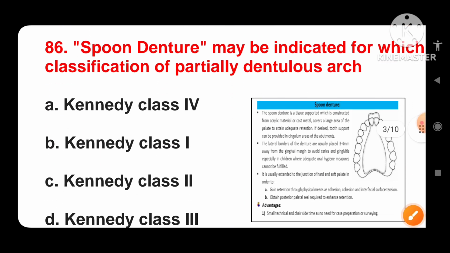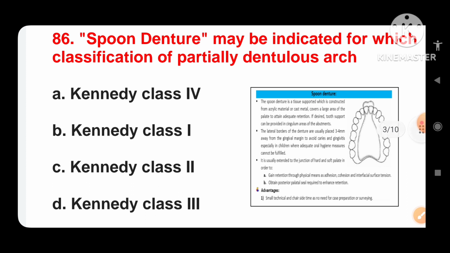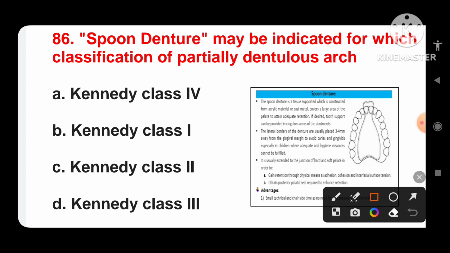Next question is, spoon denture may be indicated for which classification of partially dentulous arch? Options are Kennedy class 4, Kennedy class 1, Kennedy class 2 or Kennedy class 3. And the answer would be Kennedy class 4. Spoon denture may be indicated for Kennedy class 4 of partially dentulous arches.